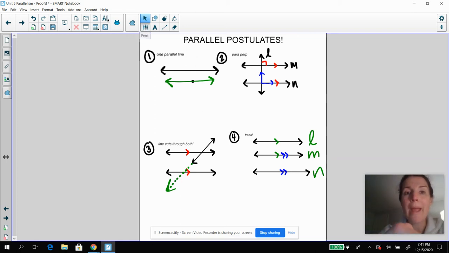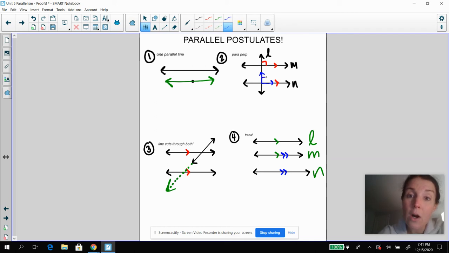So this is what we call para-perp. Because if I've got two parallel lines, and one of them is perpendicular to the transversal, I know the other one is also going to be perpendicular to the transversal. This is also just kind of a fancy way to use CAP, right? Because they are corresponding angles. All right, last one. So this one's kind of cool.